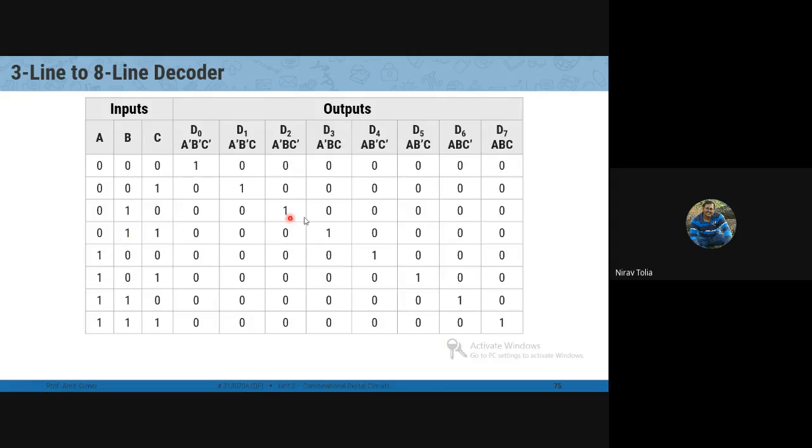For 0, 1, 1, only D3 output will be activated. All others 0. For 1, 0, 0, only D4 output will be activated. All others 0. For 1, 1, 0, only D6 output will be activated. All others are 0. And for 1, 1, 1, only D7 output will be activated. All others output will be 0.